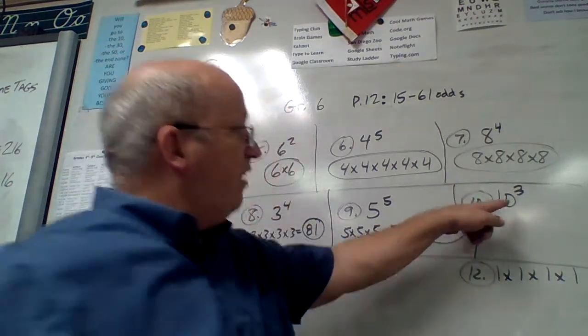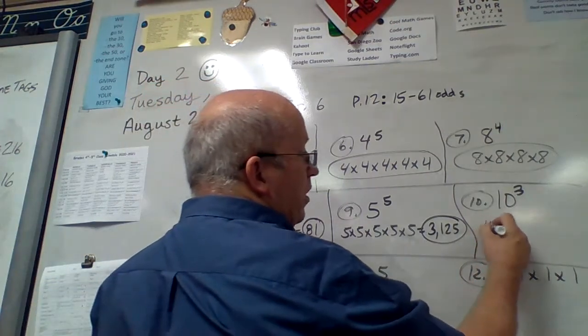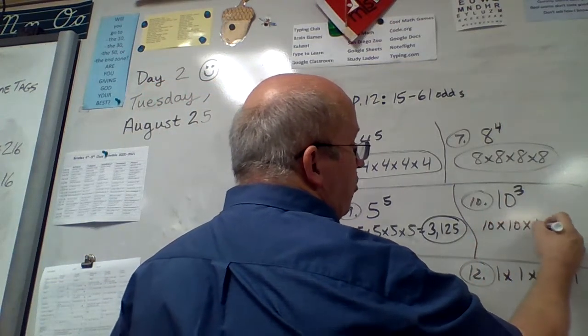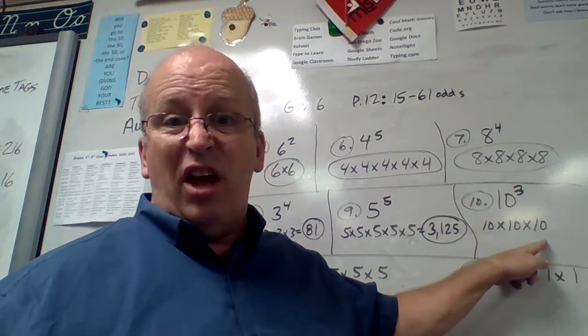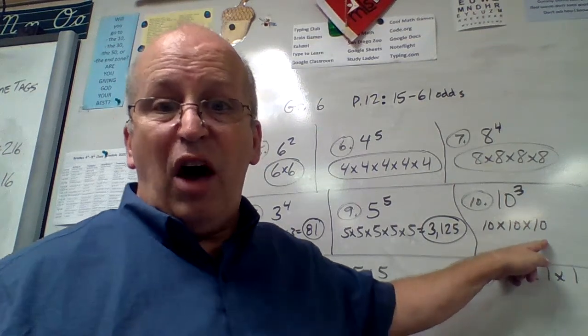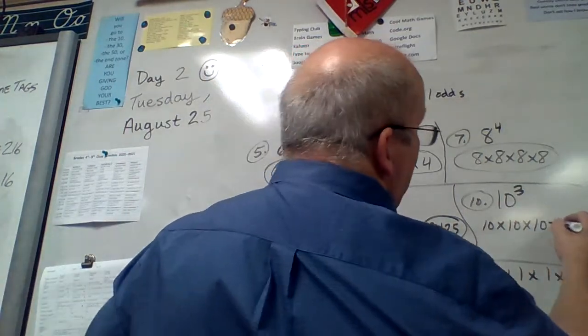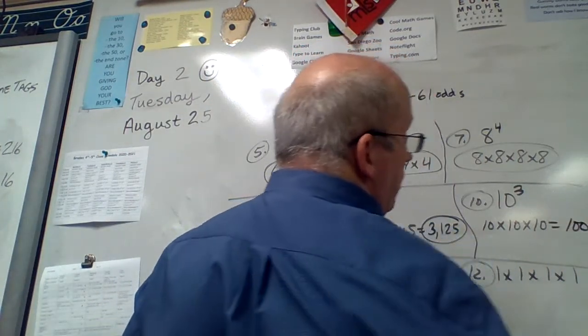Okay, what about this last one? It's actually a pretty easy one. 10 times 10 times 10. 10 times 10 is 100, times the last 10 is 1,000. Okay?